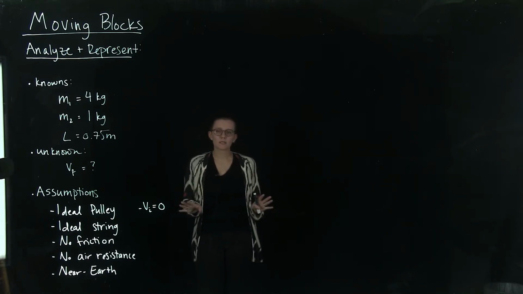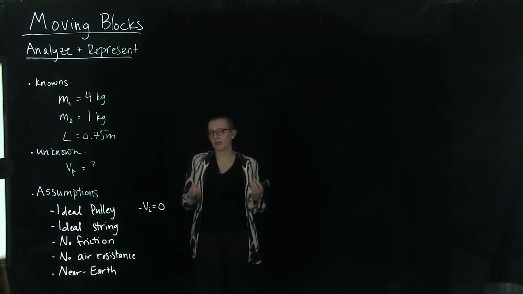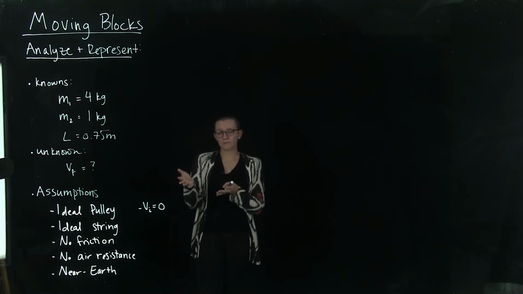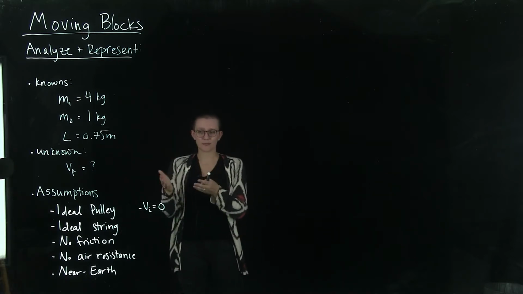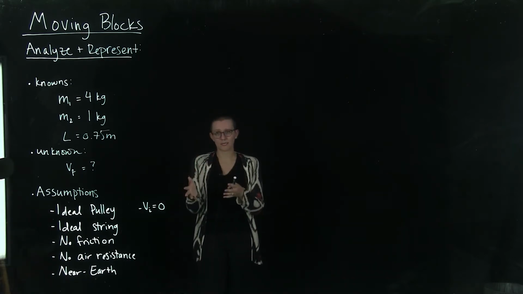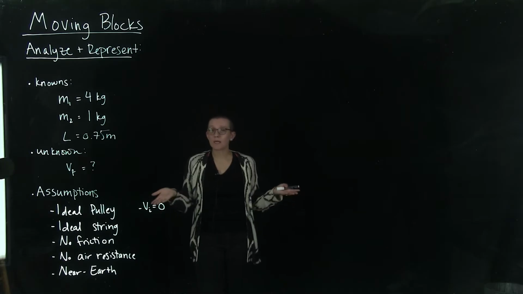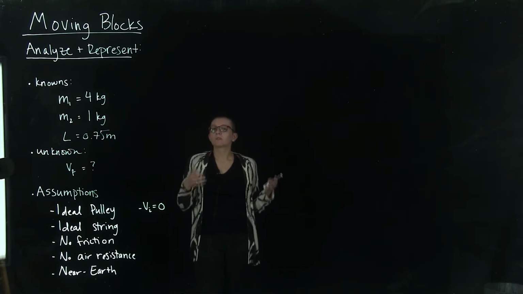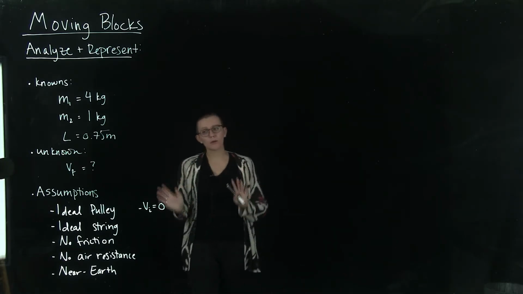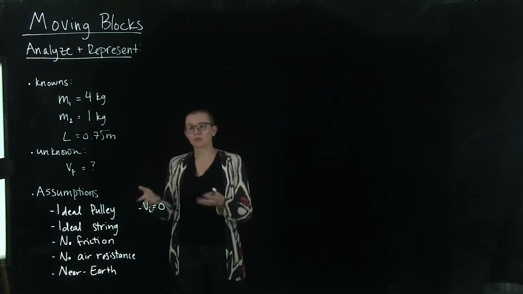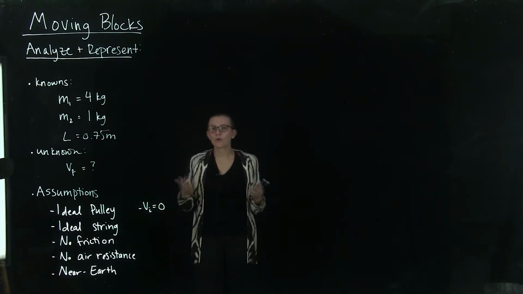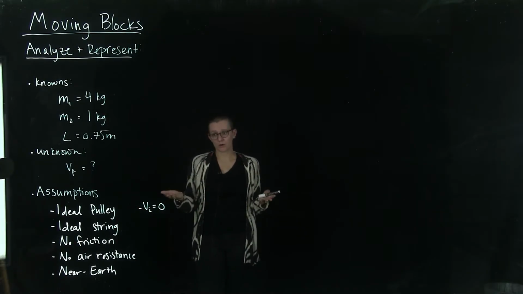And I'm okay with these assumptions also because I know that at the end of the day, when I get an answer, it's going to be for this ideal situation where we have an ideal pulley, an ideal string, no friction, no air resistance. And in the real world, I might get a different answer. And we'll talk about that in the sense making. So I'm sort of going into this problem using these assumptions, knowing that it's not totally representative of the real world.